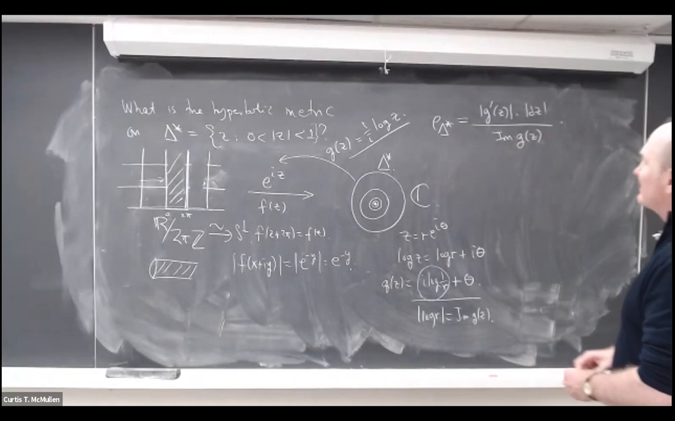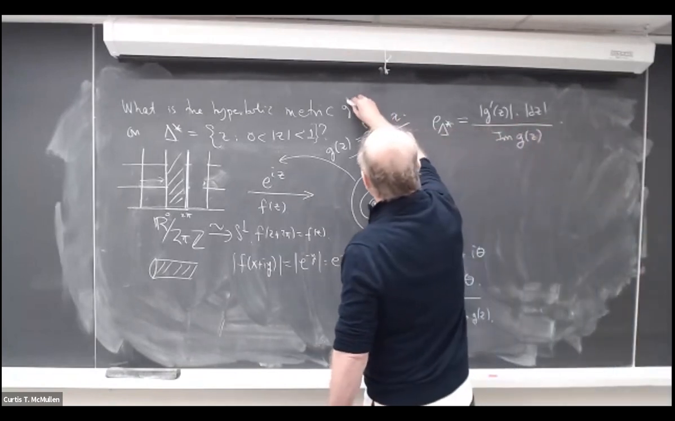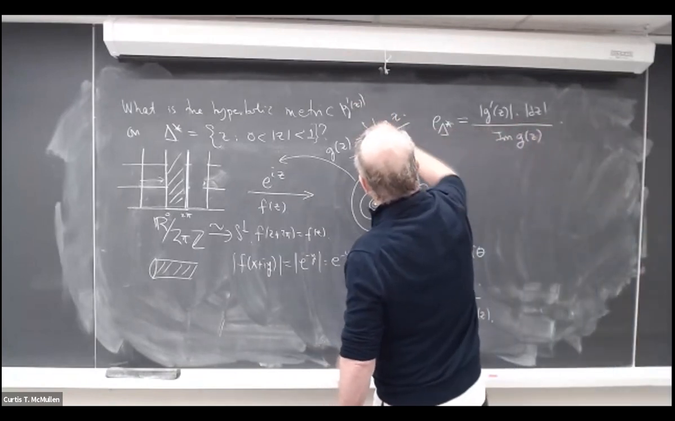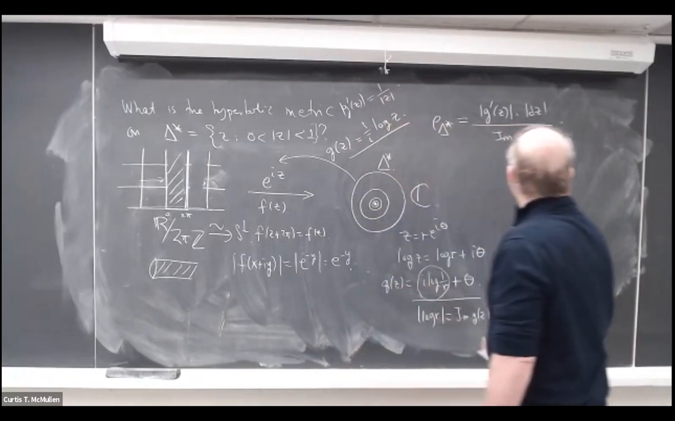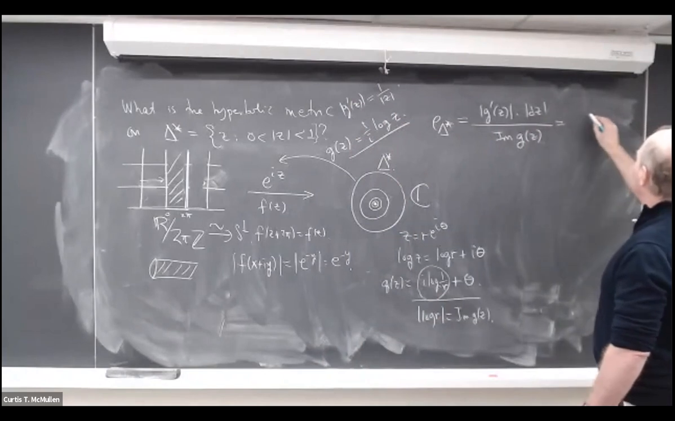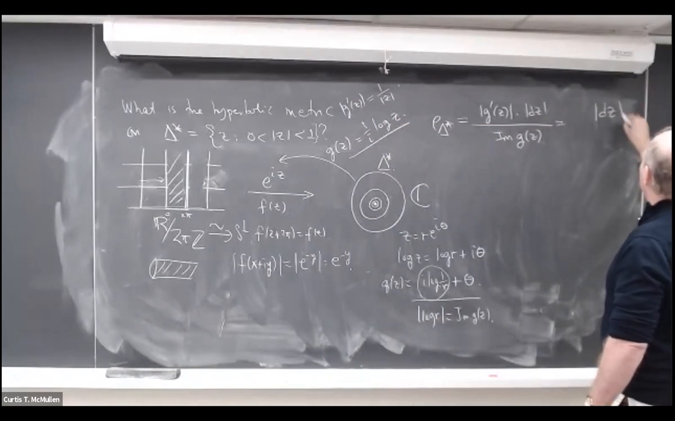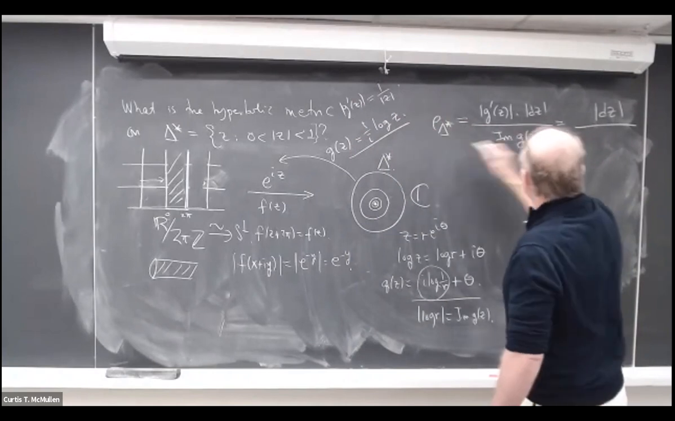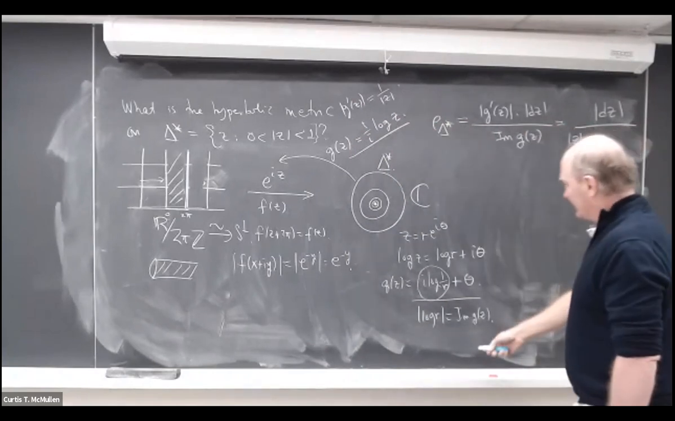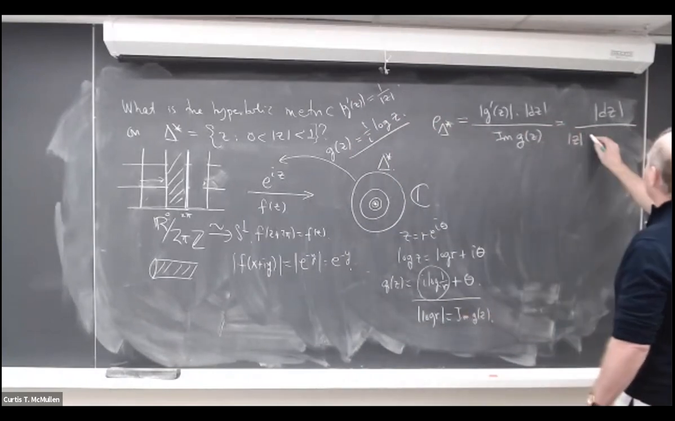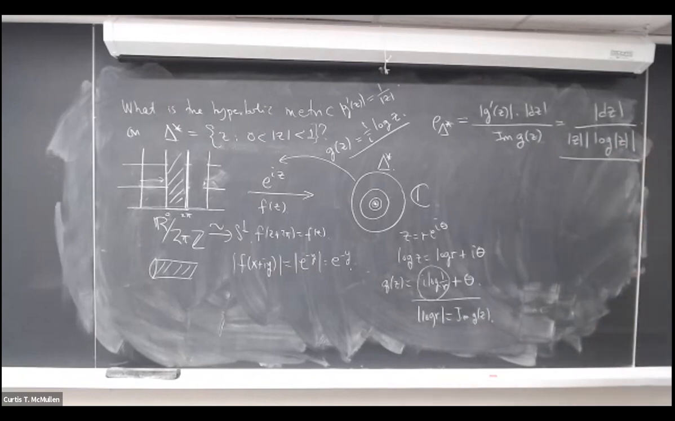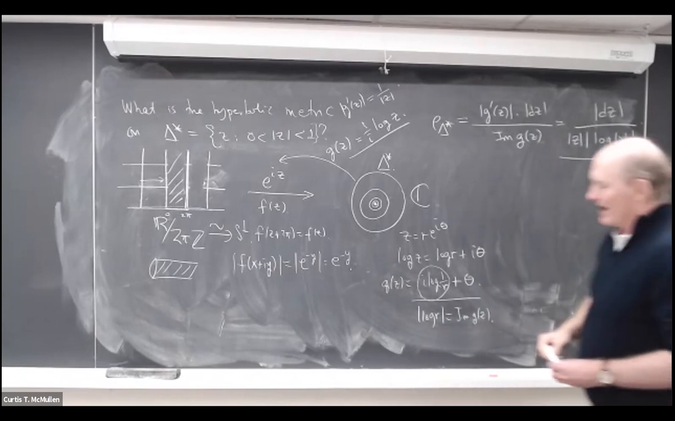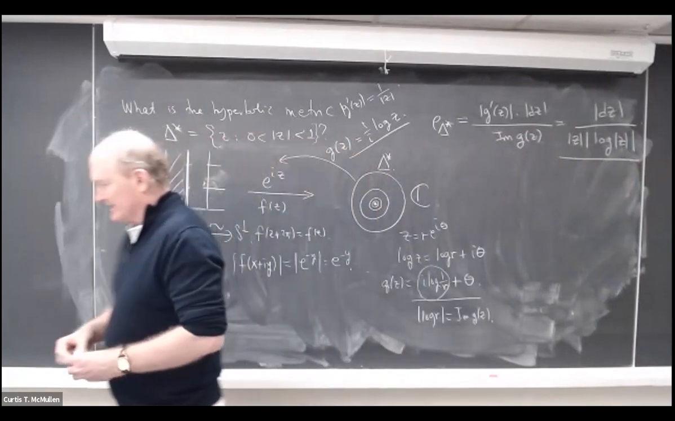And what about g prime of z? There we can just use calculus. The absolute value makes the 1 over i go away, and we just get 1 over the absolute value of z. So altogether, this becomes dz, 1 over z coming from g prime, and then the absolute value of log of z, the absolute value of z on the bottom. Okay, so this is the hyperbolic metric on the punctured disk.